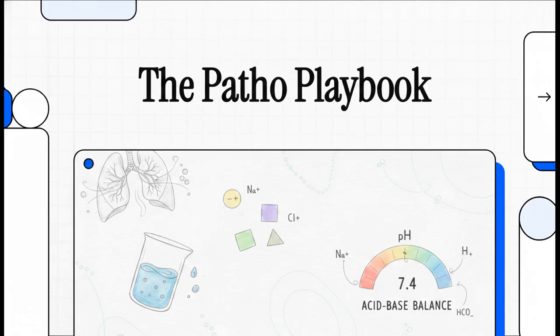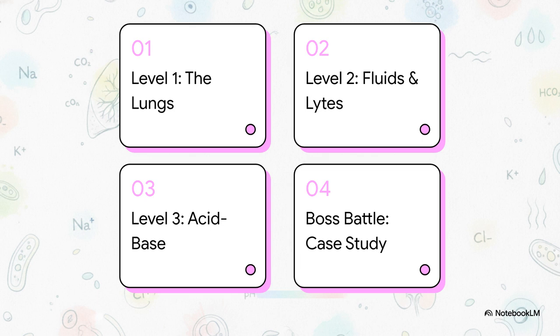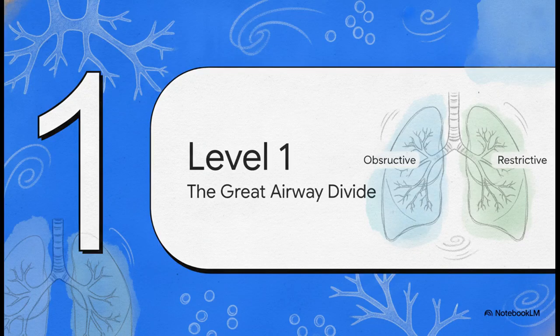Because by the end of this explainer, you aren't just going to memorize these concepts, you're going to truly understand them. Here is our game plan for today. Level 1 covers the lungs, specifically obstructive versus restrictive disorders. Level 2 navigates fluids and electrolytes. Level 3 cracks acid-base homeostasis. And finally, we end with the boss battle, an interactive case study. All right, let's dive right in.